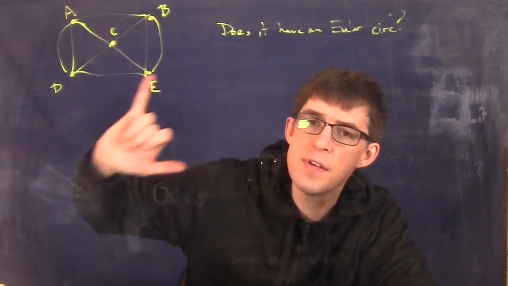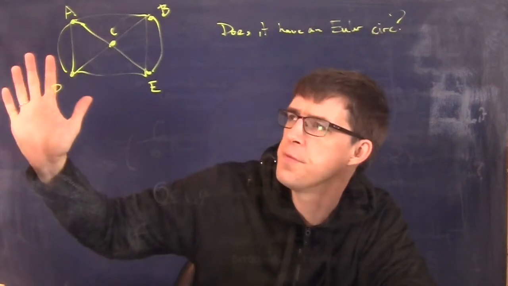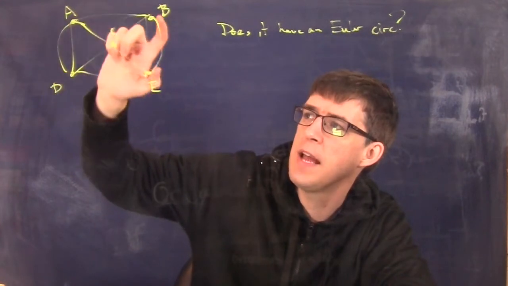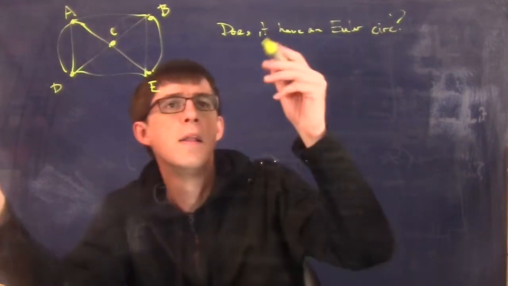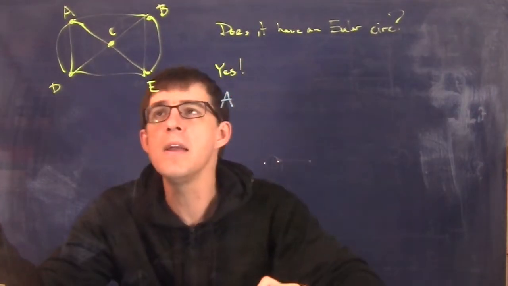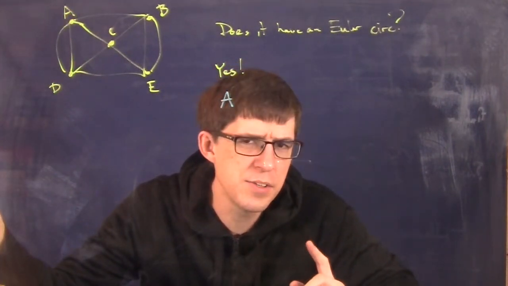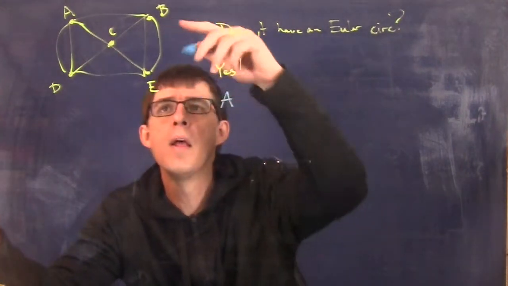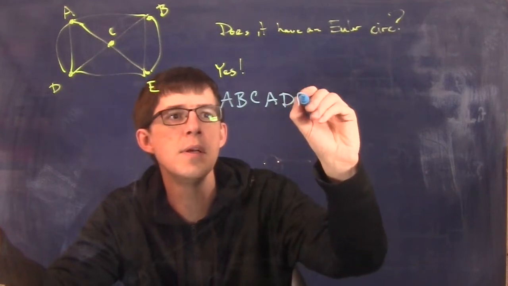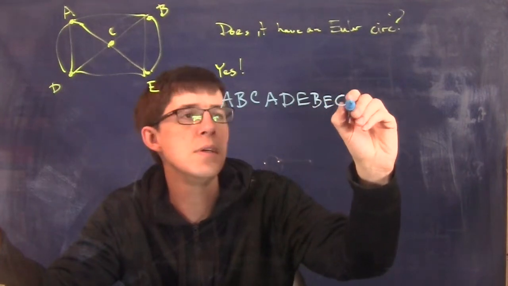Well, in this case, actually, the answer is yes. And when the answer is yes, it's not so hard to figure it out, just by trial and error. Let's say I'm going to start at A, and I want to hit every edge exactly one time. We're going to have to talk a little bit about how exactly you do this, but I already know the answer here. Let's just see if you agree. A, B, C, A, D, E, B, E, C, D, A.